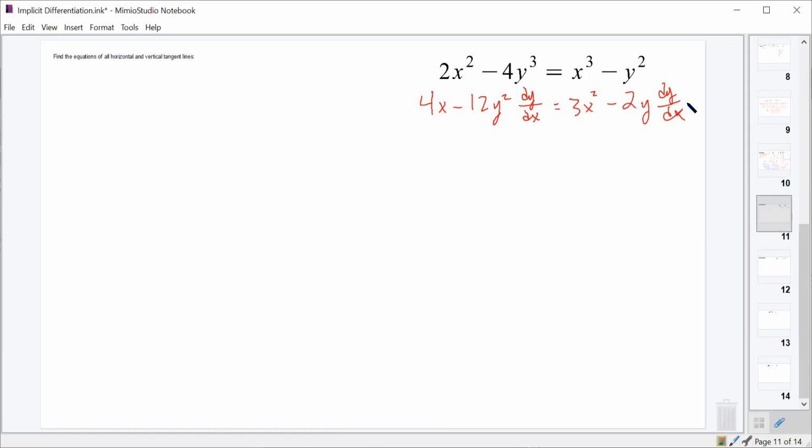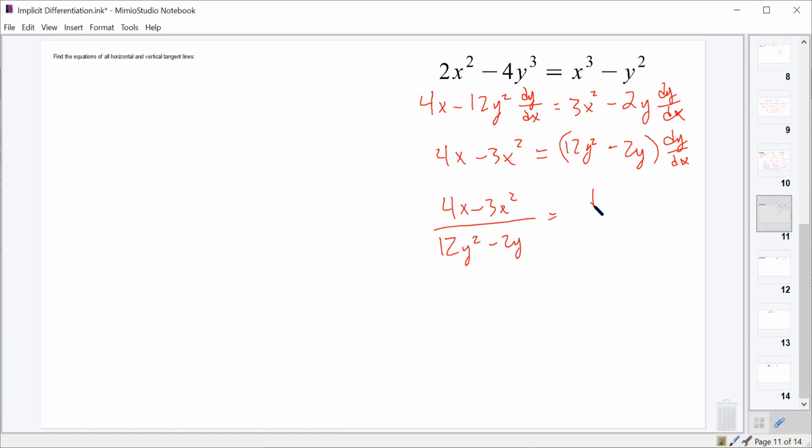So we'll maybe subtract the 3x squared, and then we'll add the 12y squared over, and those both have a dy/dx in them, so we can factor that out, giving us 4x minus 3x squared over 12y squared minus 2y is our dy/dx value. Everybody good with getting dy/dx there?